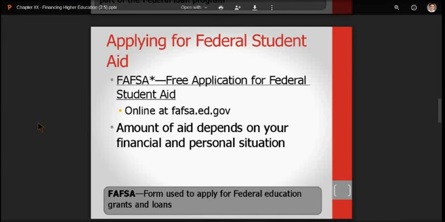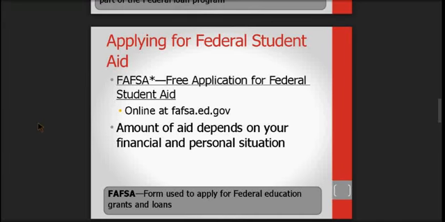Continuing with chapter XX, this is where we left off. This is the new slide from part one. This is part two. All right, we talked about the different ways to pay for higher education. And now we're going to go about applying for federal aid.